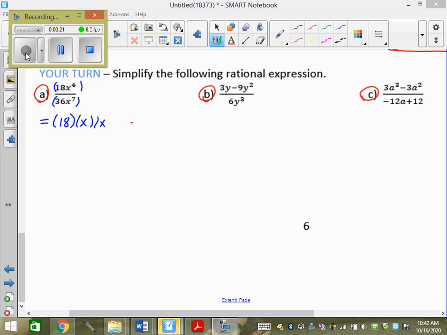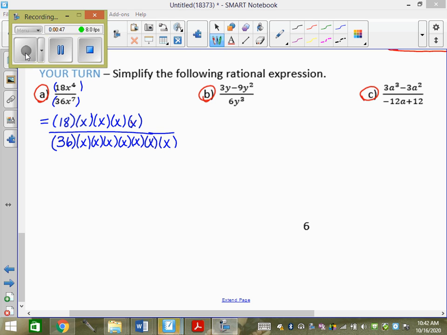I don't know why that bracket looks so awful. I'm just going to erase that. X to the 4, we could technically write as 4 x's, right? Because x times x times x times x is x to the 4. So we can write it that way. And then we have 36, and then x to the 7. 1, 2, 3, 4, 5, 6, 7. So if we want to, we can write it all out like that. X's all separately, right?